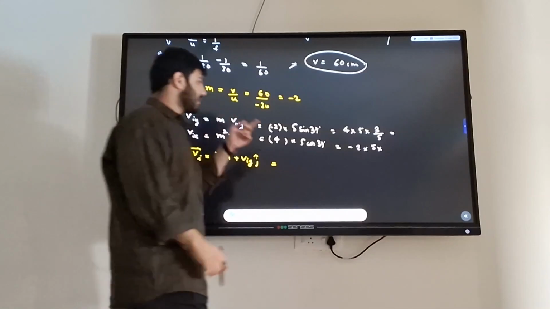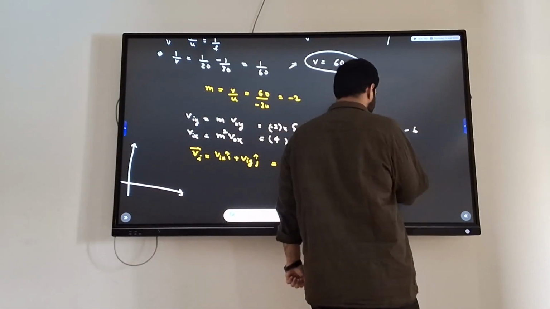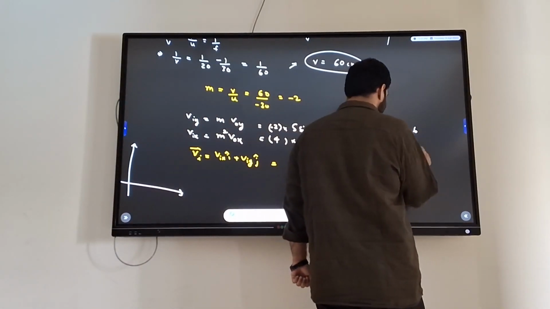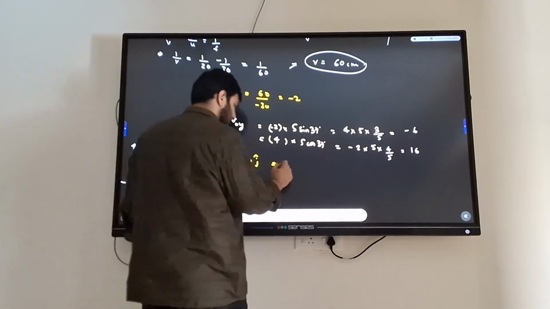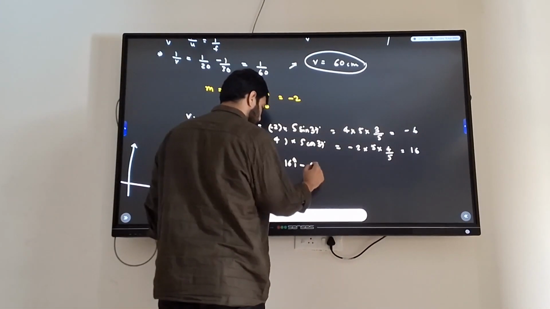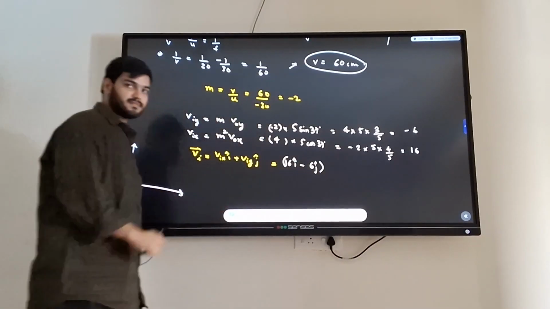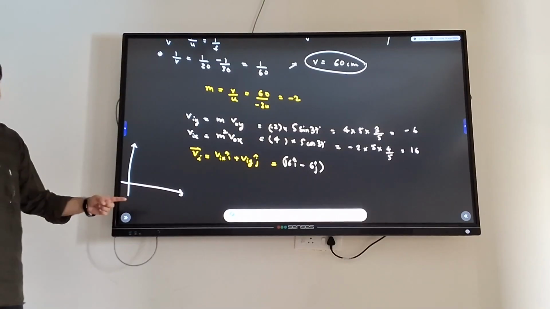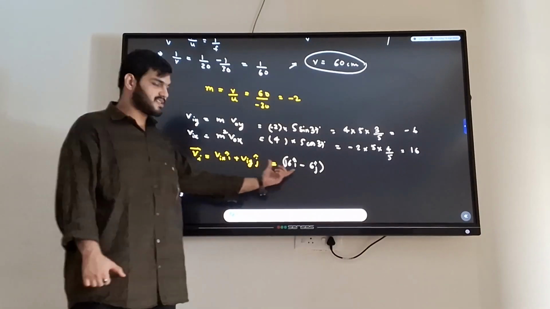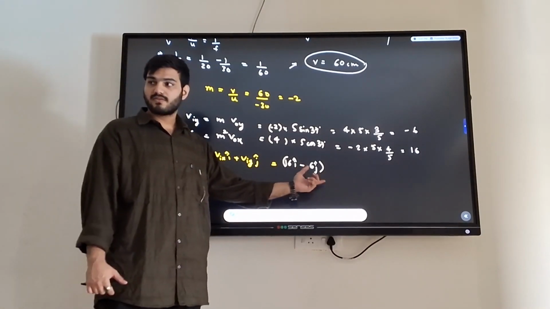And now I think you will get something like -6 here and you will get 16 here. So 69 minus 60 is what I am getting. Anybody got the same answer? Good. Is this answer complete? No. What do I have to write?